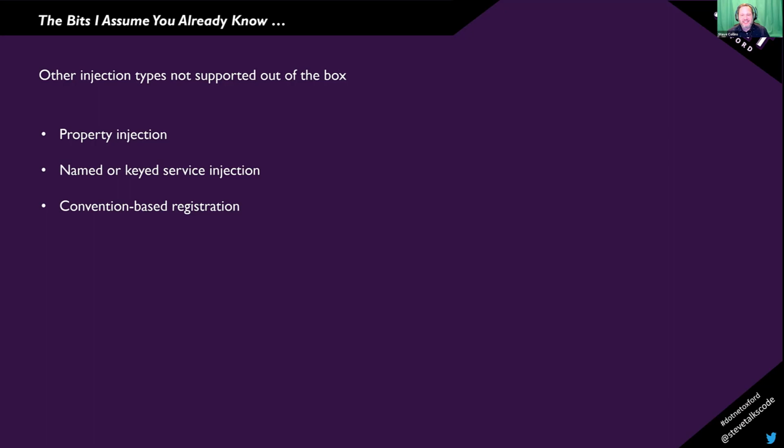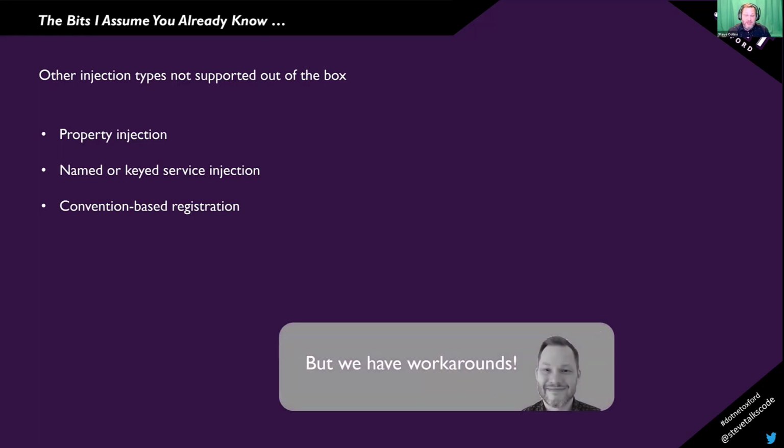What happens with that is the container scans an assembly and pulls out all the classes and interfaces and works out what needs to be registered against what, based on some conventions and some rules that you may specify. The good news is that whilst those aren't supported by the out-of-the-box container, I've got some workarounds and some hacks that show you how you can do it without having to rely on another container.